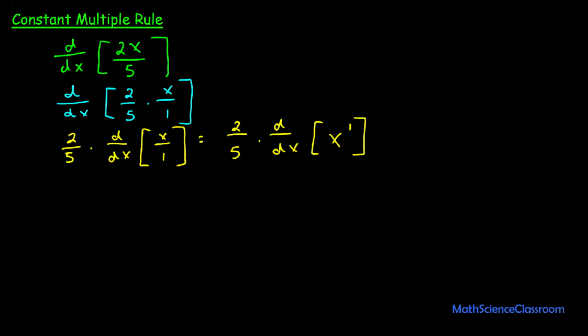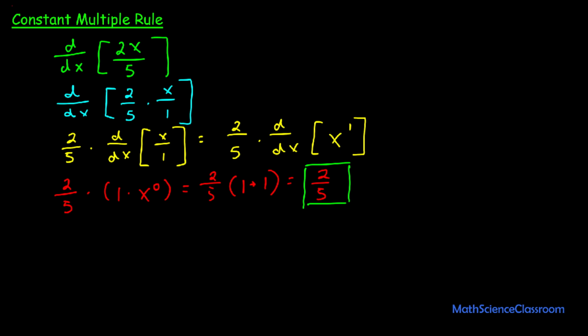Now we use the power rule and we multiply. So using the power rule, 2/5 times, then the exponent of the x is 1, so we have 1 times x to the 0 power, which equals 2/5 times 1 equals 2/5. And 2/5 is the final answer.